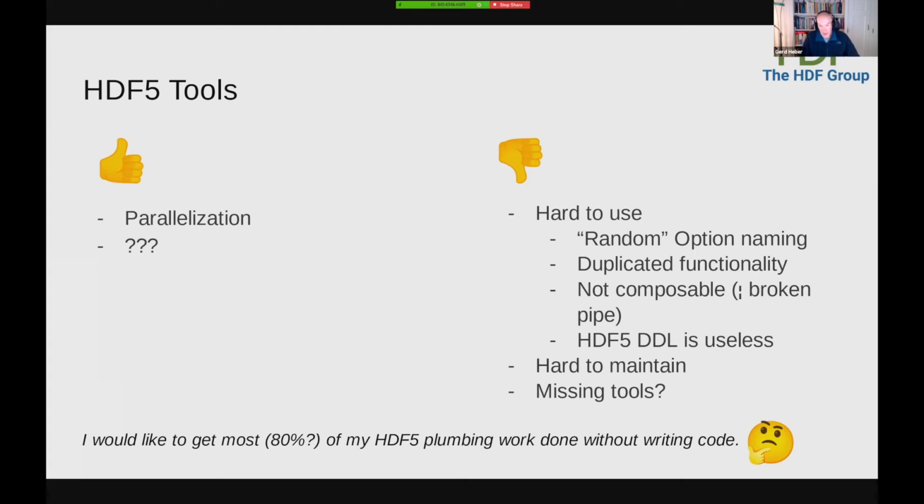And they are definitely hard to maintain, and there are probably a lot of tools missing. But then going back, the question would really be, what do we expect from these tools? My personal expectation would be about 80%, another word for most. I would like to get most of my HDF5 plumbing work, so to speak, done without writing code, by just using tools. That would be my hand-wavy definition of what I would expect from tools.